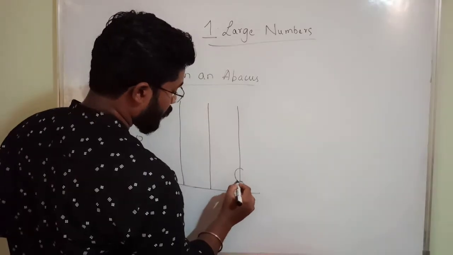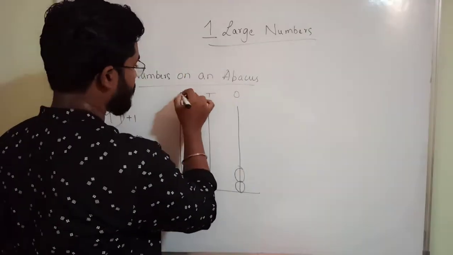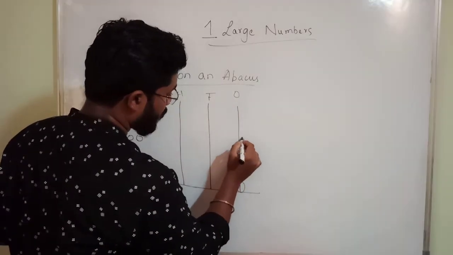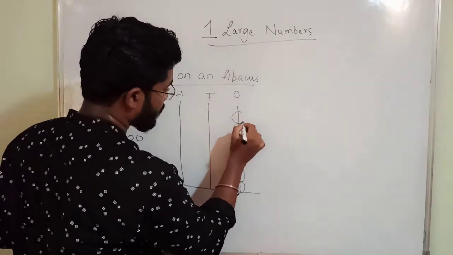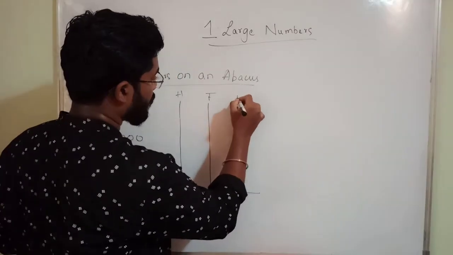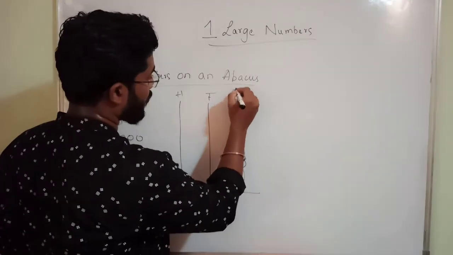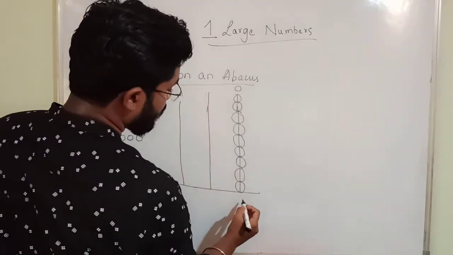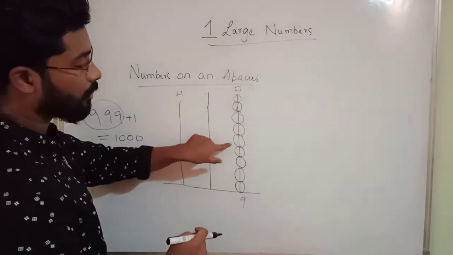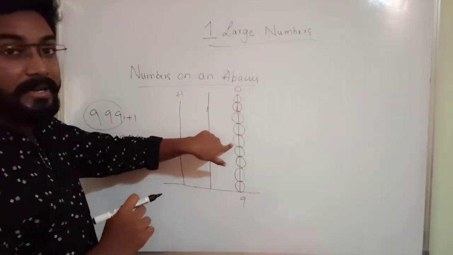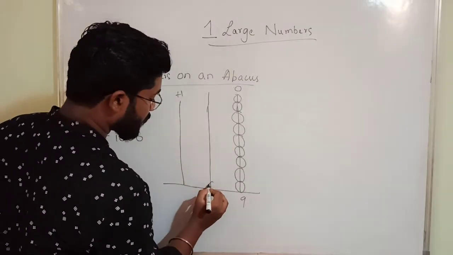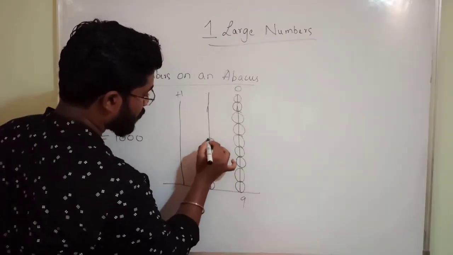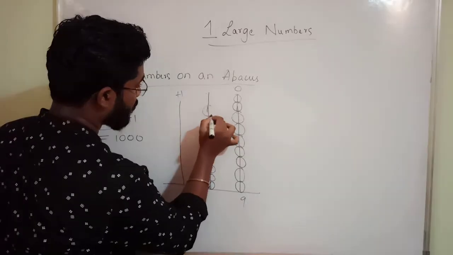This is ones place, this is tens place, this is hundreds place. 1 2 3 4 5 6 7 8 9. Okay, this is ones place. Here in tens place also, there are 9 beads. These are called the beads. The ball-like structures are called beads. Okay. Here see, 1 2 3 4 5 6 7 8 9.